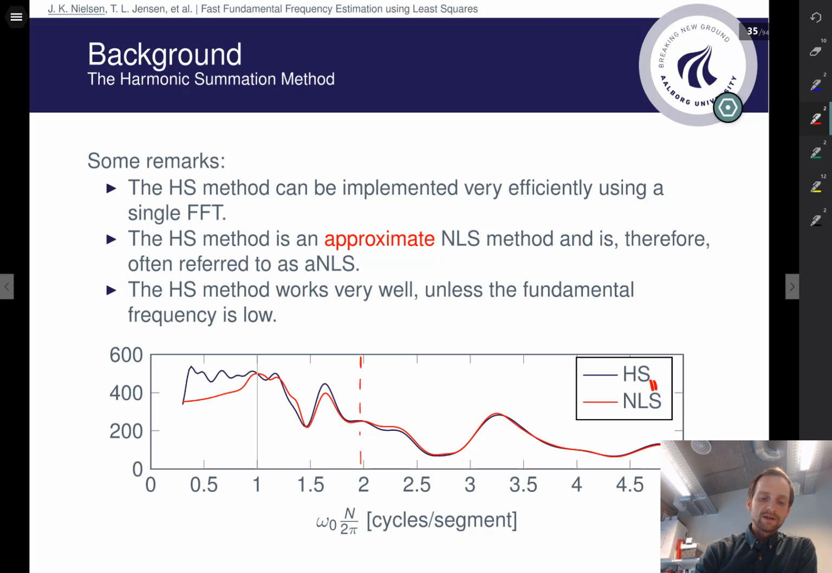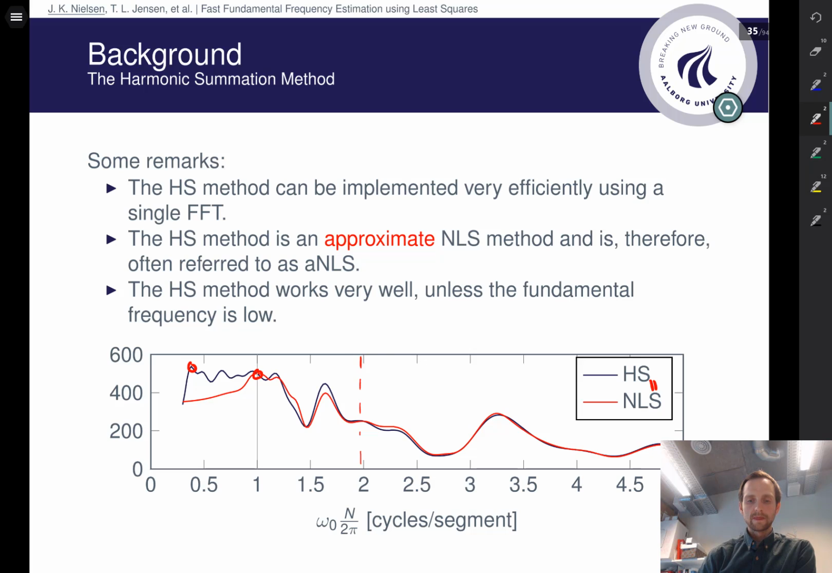For the data here, the true fundamental frequency was 1 period in the segment, and you can see that the maximum here for the NLS method is the correct maximum, but for the harmonic summation method we get a wrong estimate because the fundamental frequency is low. So whenever you use the harmonic summation method, you should never accept a candidate fundamental frequency that is less than, I would say, 2 cycles per segment, because then you might get these spurious estimates.